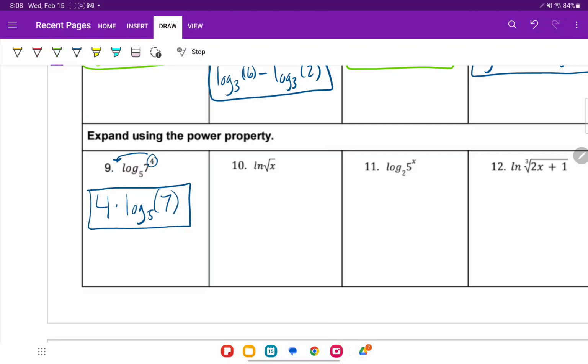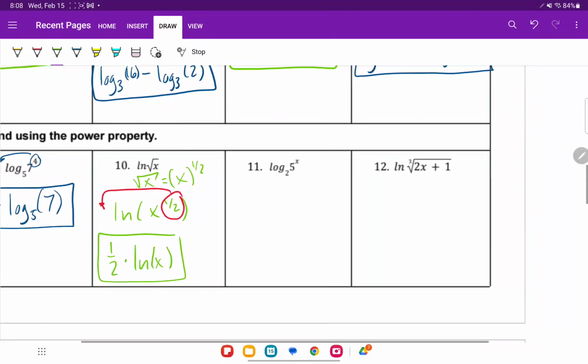For number 10, we talked about this in class, that the square root is equivalent to, as an exponent, the 1/2 power. So here we can say ln of x to the 1/2 power. That means this exponent right here, we're going to move it to the front. And that's going to give us 1/2 times ln of x.